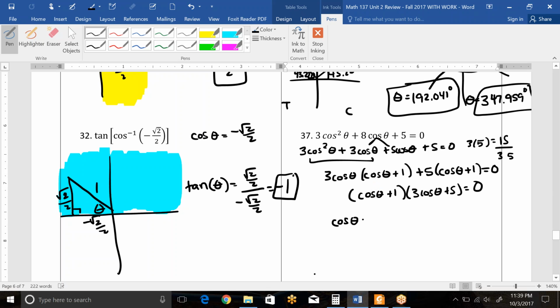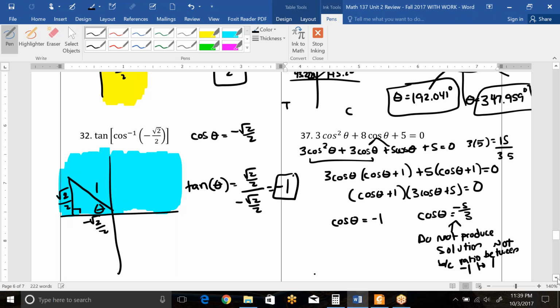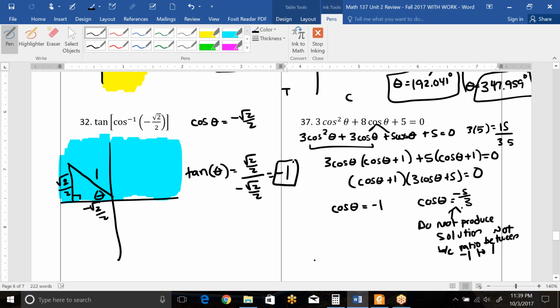So cosine theta equals -1, and cosine theta equals subtract 5 and divide by 3. Now this one right here does not produce solutions, because the ratio for cosines are always supposed to be between -1 and 1. -5/3 is actually -1.6 repeating or something like that, so it's too small. It's not between -1 and 1.